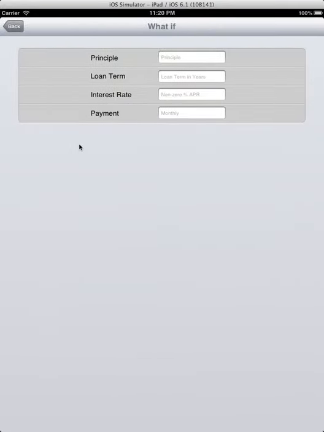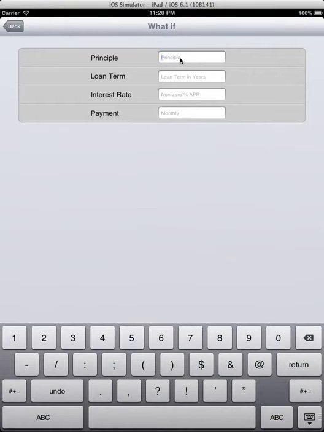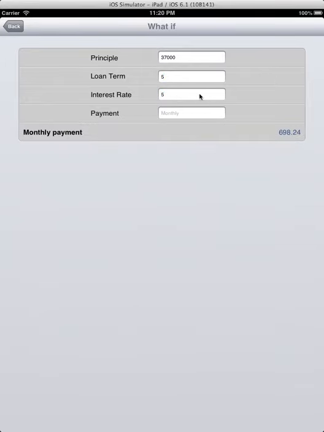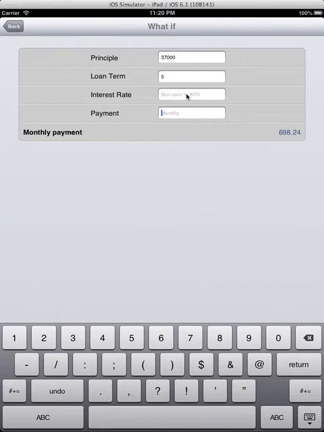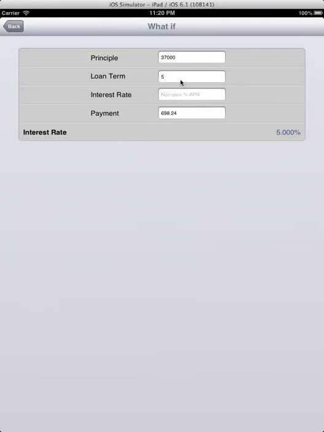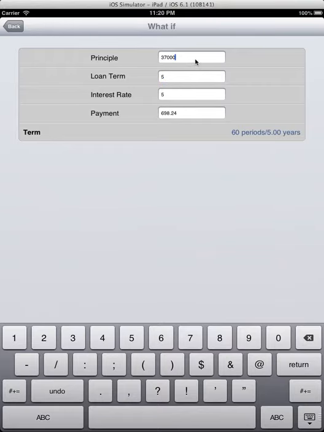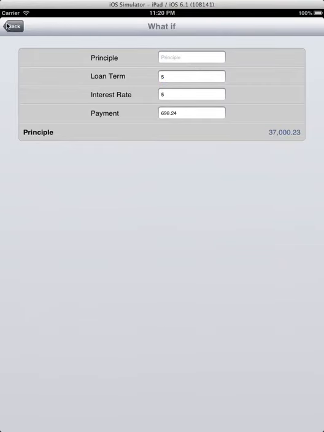So now what-if analysis. In case you know three variables: principal, loan term, interest rate, and payment, you can calculate the fourth one. So principal, say 37,000, and 5% is the rate, with a term. Similarly, say 698.24, we calculate that, and say we know this much is the time. Say we have the time and we want to calculate the principal, we can also calculate that.